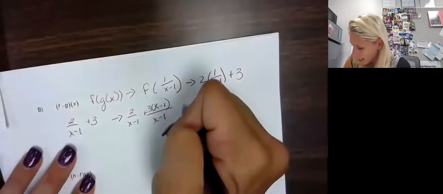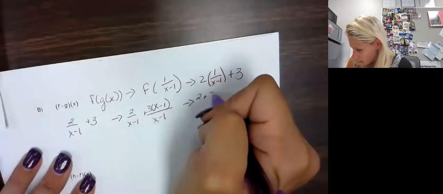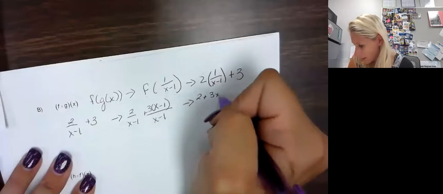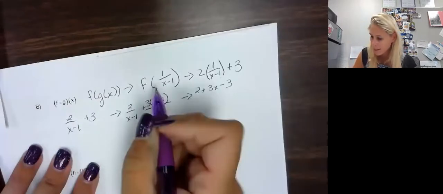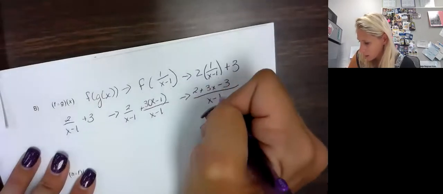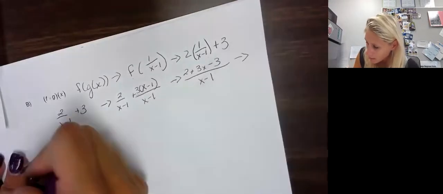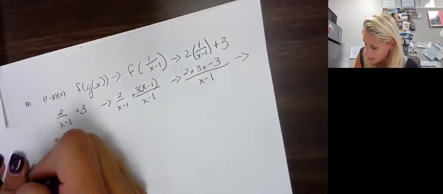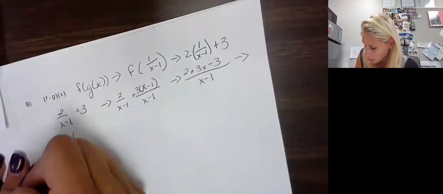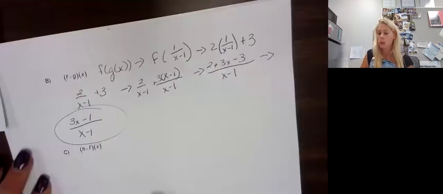And then I can combine that to 2 plus 3x minus 3, because I'm distributing that out, guys, all over that common denominator of x minus 1. And I can do the numerator there, right? So I get 3x minus 1 all over x minus 1. And there's nothing else we can do, so we are done.